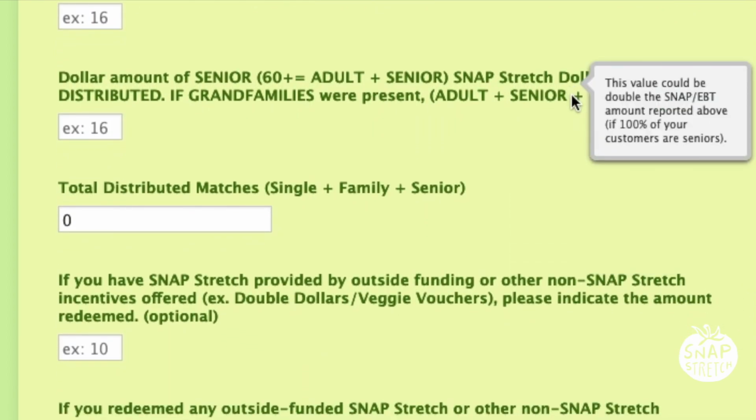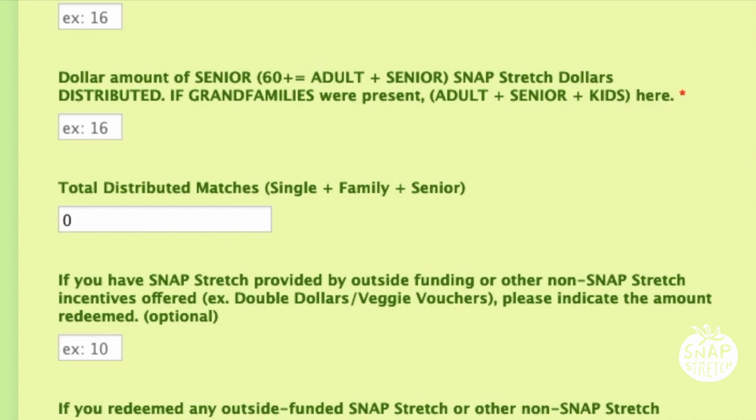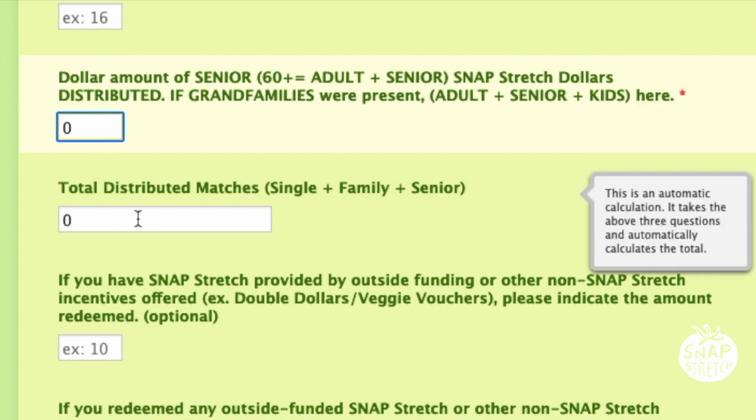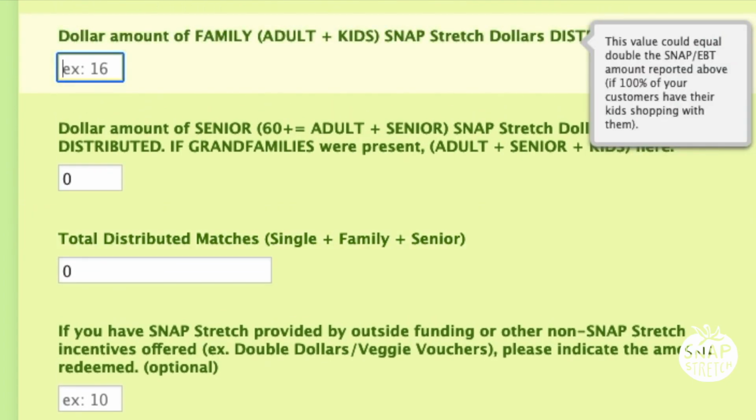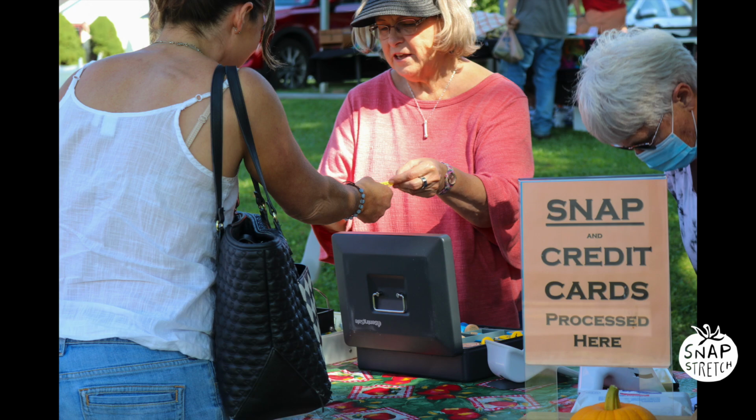The dollar amount of senior and grand families, SnapStretch dollars distributed. If a customer is 60 or older, then they are eligible for a 1-to-2 ratio of SnapStretch dollars. If that senior is present with a child, then they are eligible for a 1-to-3 ratio. All of those disbursements are reported on this line. All of these lines are required fields. If no SnapStretch dollars were distributed to seniors, then just enter a 0 on this line. Total distributed match. This line auto-calculates on our website, so as long as you fill out the previous lines, this will be correct.